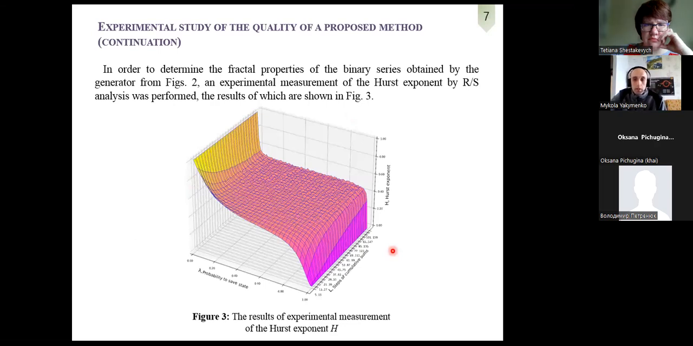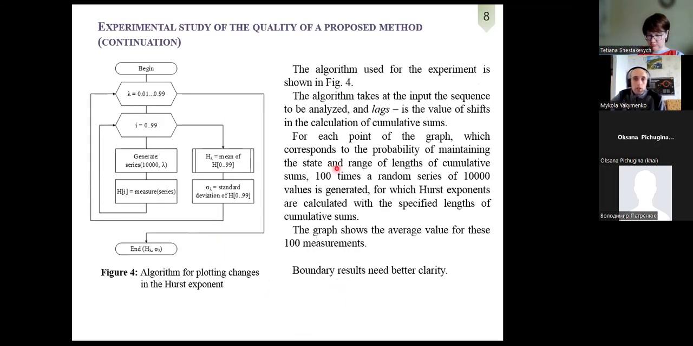Here we have the results of the experimental measurement of the Hurst exponent by the RS analysis, with the Hurst exponent on the vertical axis, the probability lambda, the probability to stay in the same state, on one horizontal axis, and the steps of cumulative sums on the other horizontal axis. Next we have the algorithm for plotting changes in the Hurst exponent for different values of probability lambda. We calculate 100 times a random series of 10,000 values, for which Hurst exponents are calculated with specified lengths of cumulative sums. The graph shows the average; the graph on the next slides shows the 100 measurements.